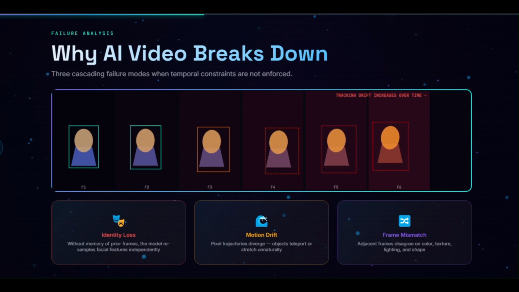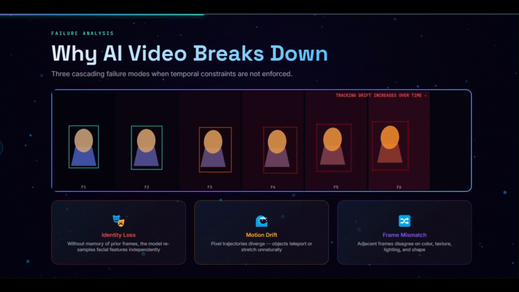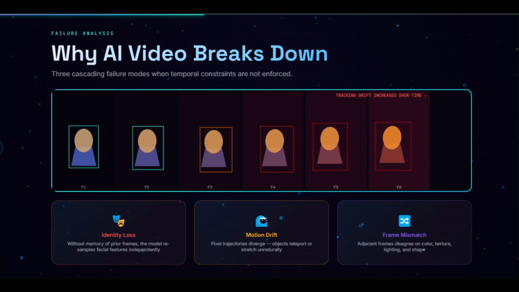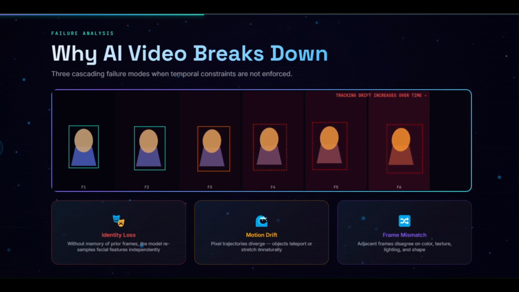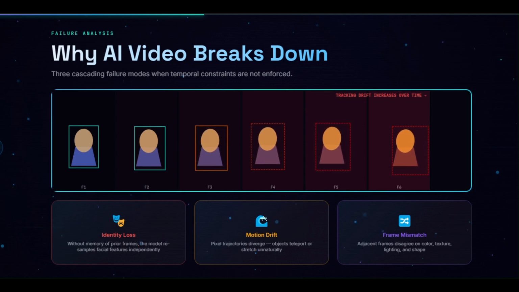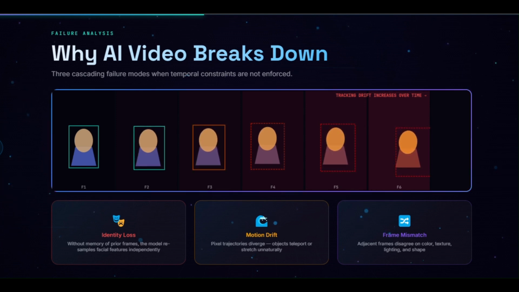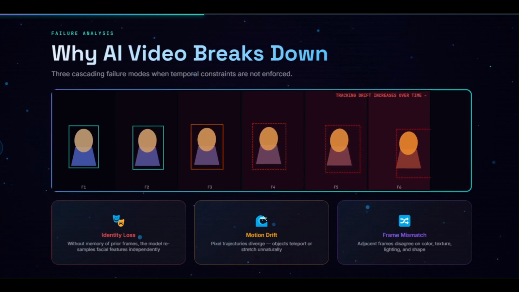When temporal consistency isn't enforced, several failure modes appear. The first is identity loss. Facial features slowly change over time because the model isn't perfectly remembering previous frames. The second is motion drift. Objects stop following realistic trajectories and begin moving unnaturally. The third is frame mismatch. Adjacent frames disagree on colors, textures, lighting, and geometry. The scary part is that these errors compound. A tiny mistake in one frame can become a major artifact several seconds later. That's why longer videos are much harder to generate than shorter clips.